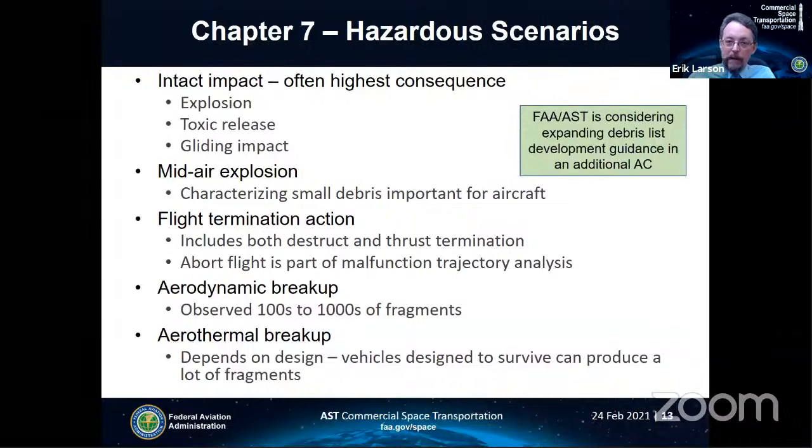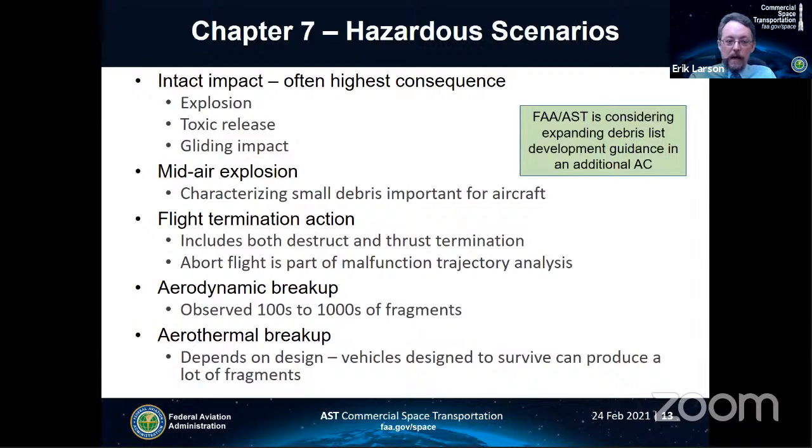Upon intact impact, it can be important because you can have an explosion there, which generates a blast wave, and also can then shed or cause additional debris to come out of that explosion. There can be a toxic release. This can be particularly important if you have highly toxic materials, and that toxic cloud then can cause hazards, cause casualties to people in the vicinity of that impact.